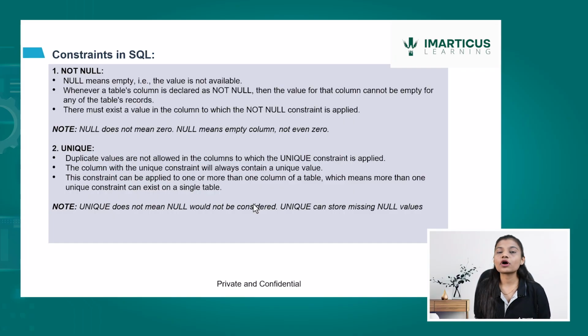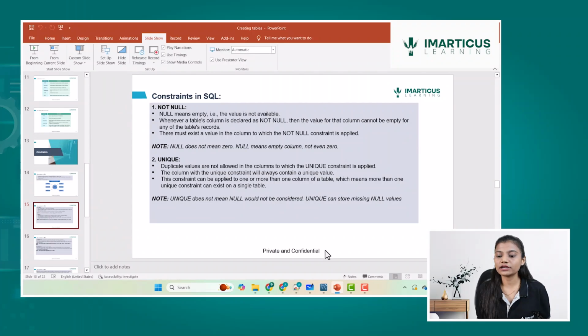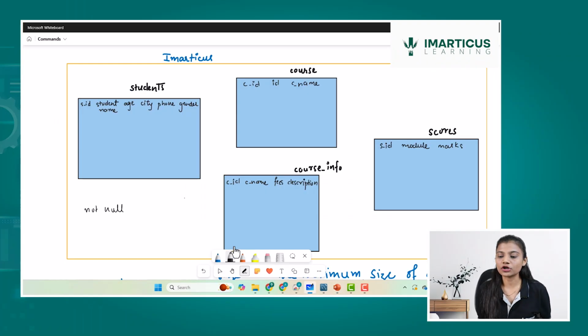So unique does not mean null would not be considered. Unique can store missing values, which means if you implement a constraint known as unique, it can store missing values over there. So let's see from the table which we have, which of them could be considered as unique. The next constraint which we would like to talk about is something called unique.